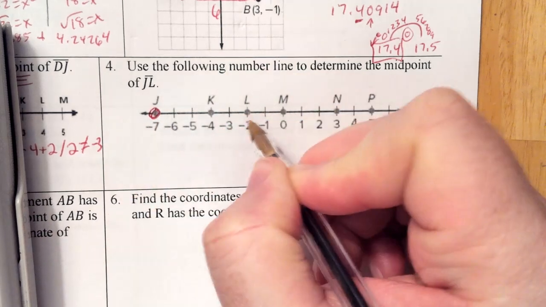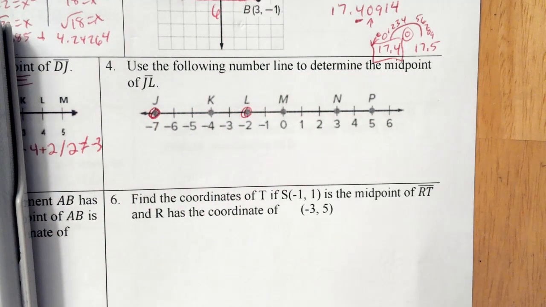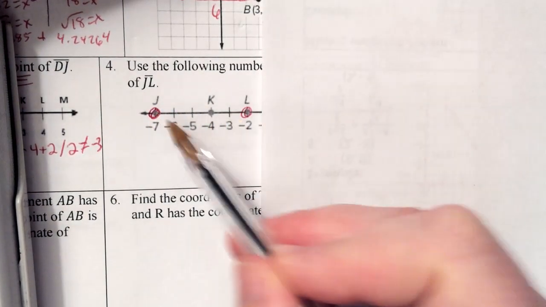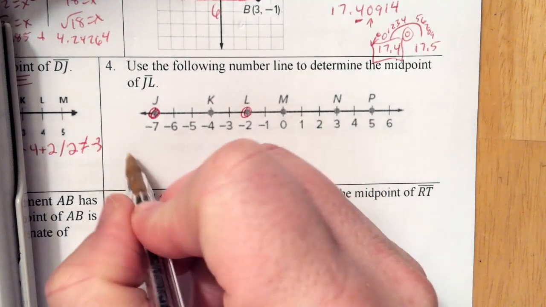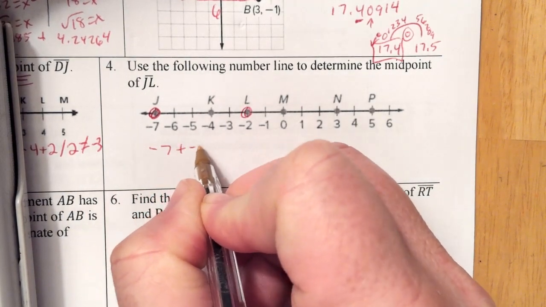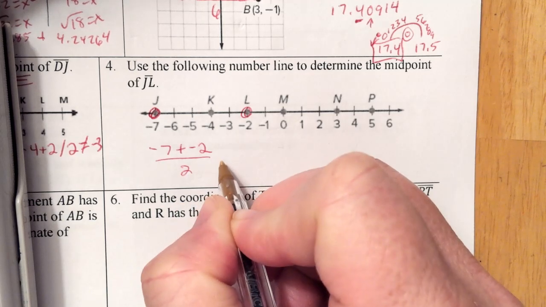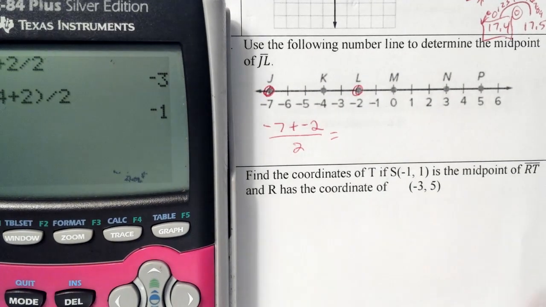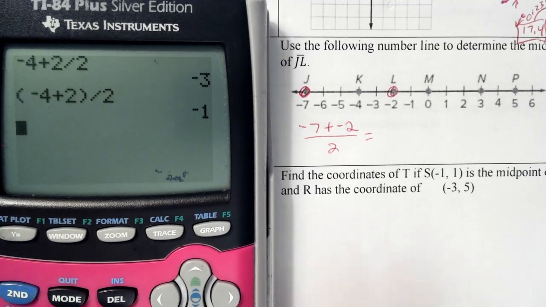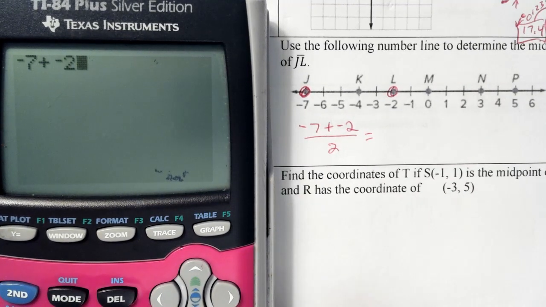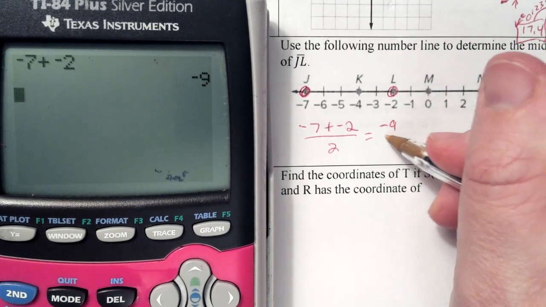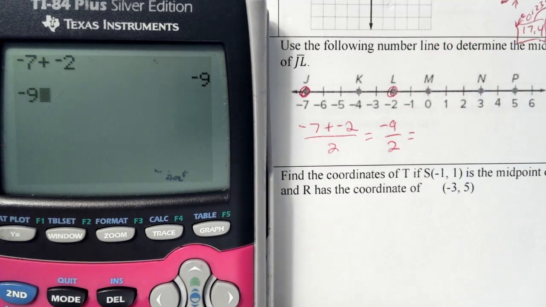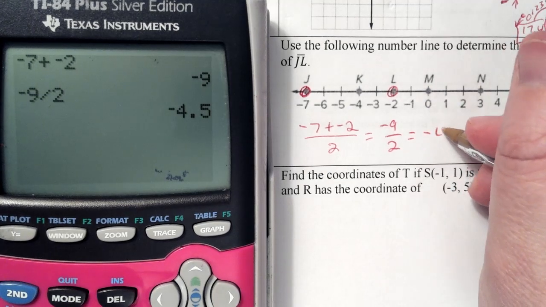So J to L. So nothing else exists. What you should do is cover up everything else so you're not tempted to look at it. And we're just trying to find the middle of these two things. All right, to do that, you would do -7 plus -2 all over 2. And we had figured out earlier that you always do the top all by itself first. So we have -7 plus a -2. So we got -9 over 2. And then -9 divided by 2, and we got -4.5.